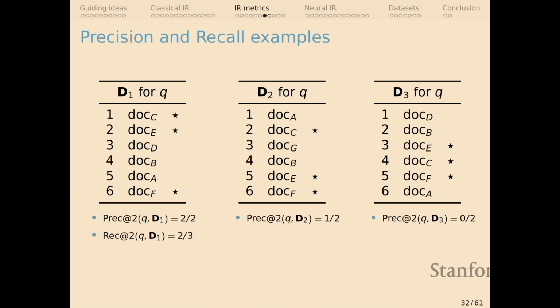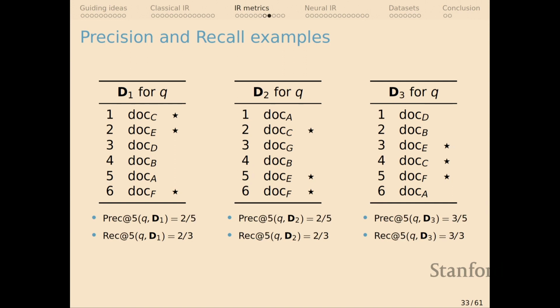Recall is very similar, but now the denominator changes, right? So the recall at 2 for this first one is 2 out of 3. That is, of the 3-star documents, 2 are at K or above. Here it's 1 out of 3, and here it's 0 out of 3. And just to round this out, poor D3 has not fared well in our rankings so far. But in a surprise twist, if I change the value of K to 5, all of a sudden D3 looks pretty good.